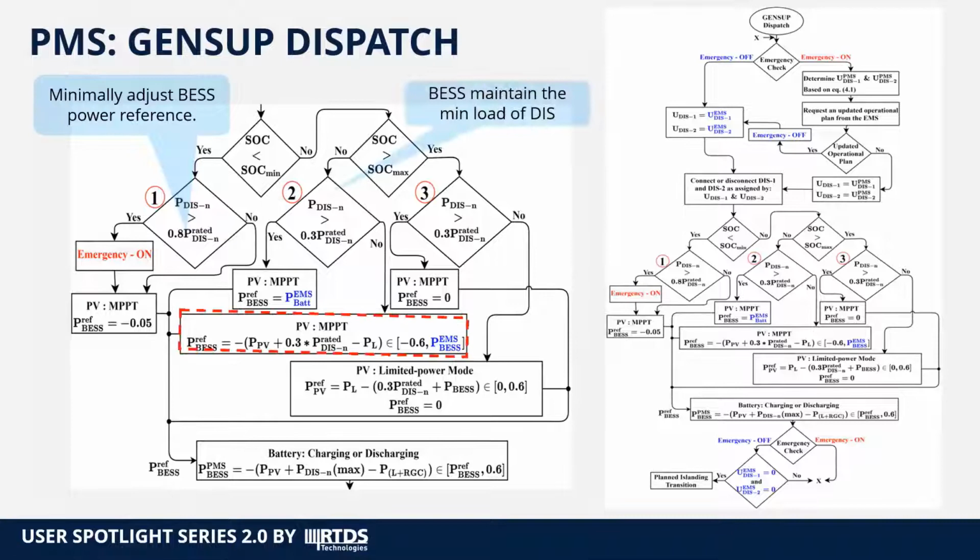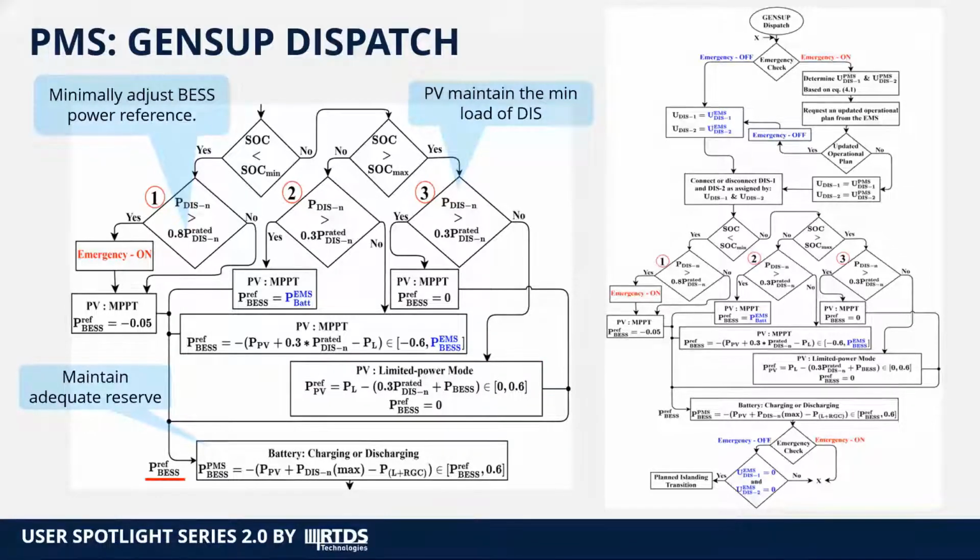Case 2, when the SOC is between SOC minimum and SOC maximum, the battery energy storage system is mainly responsible for maintaining the minimum loading of the diesel unit, as can be derived using this equation. Whereas if the SOC is higher than SOC maximum, then the battery is pushed into idle state and the PV unit is mainly responsible for maintaining the minimum loading of the diesel unit by curtailing its power. Out of these three cases, the derived power reference will be provided to this equation that will maintain an adequate reserve in the system.